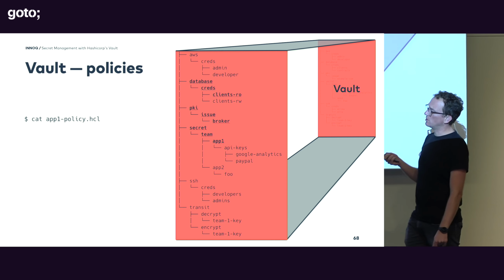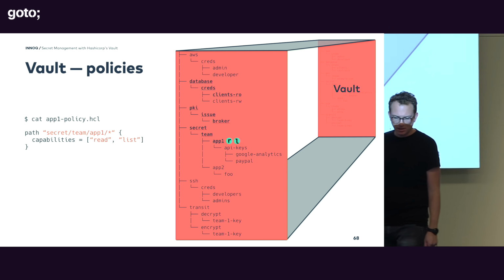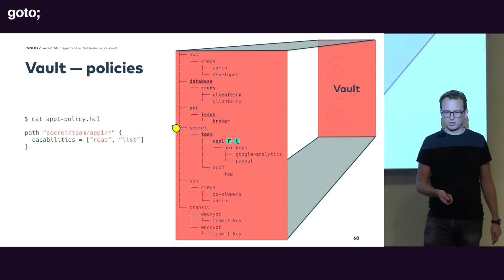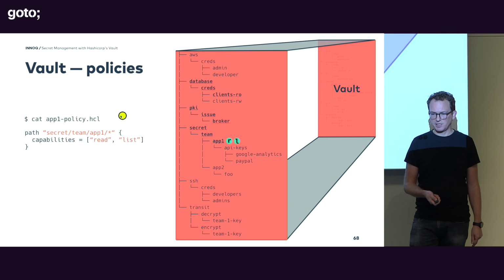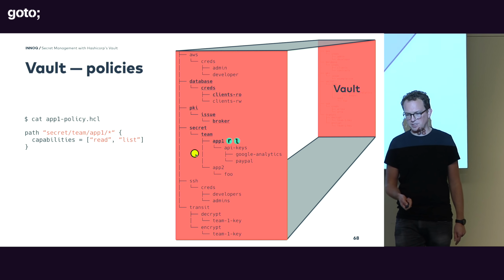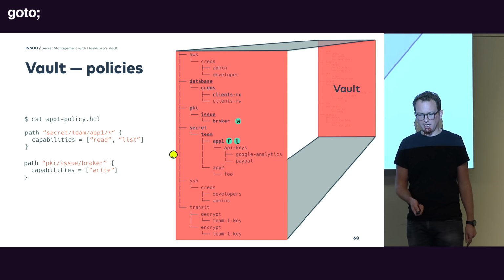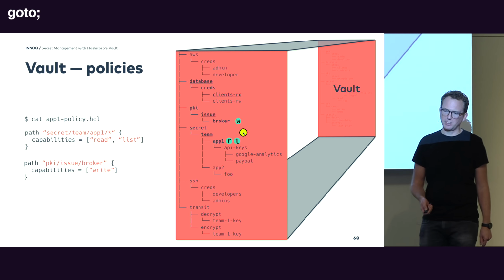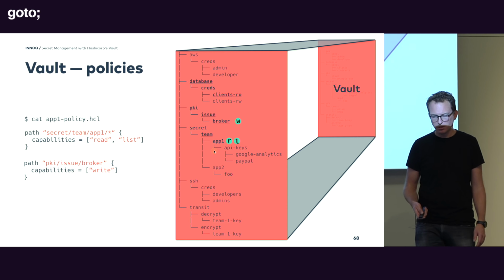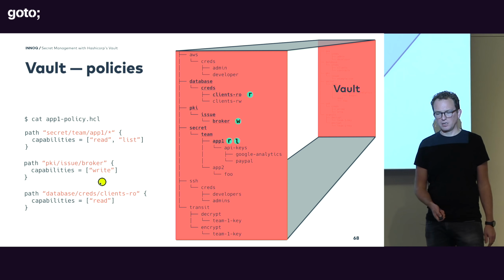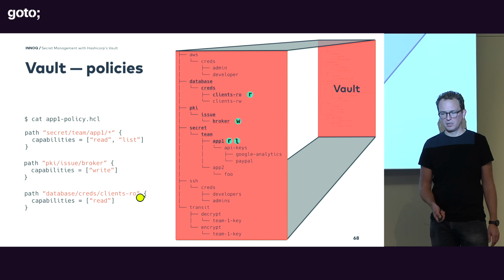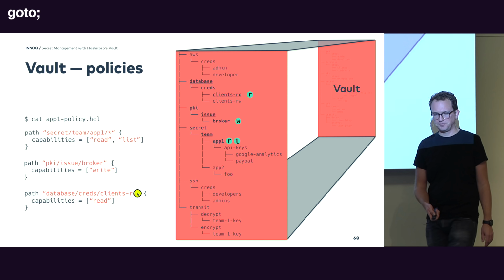So this is what a policy looks like. For an application, this application is allowed to list and read every static secret under secrets team 1 app. Furthermore, it can issue a client certificate by accessing PKI issue broker. And it can get read-only credentials for a database.